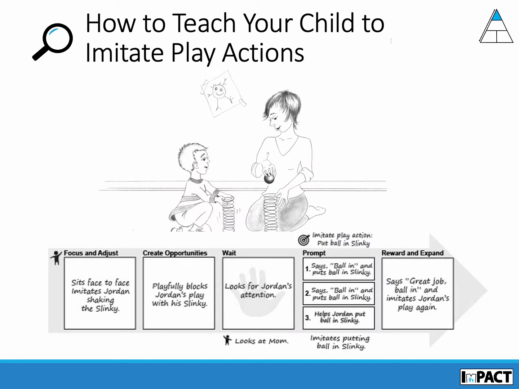Let's see an example of what using prompts for imitation to teach a play action with an object looks like. In this slide, Jordan is playing with a slinky by shaking it up and down. His mom focuses on her child and adjusts her communication by sitting face to face and imitating his play with another slinky, which is the focus and adjust strategy.